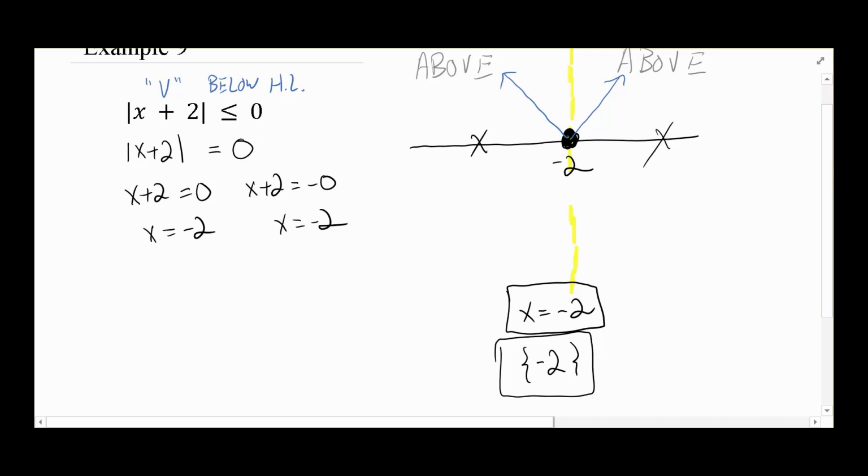If we go back to common sense here, we want to know when an absolute value is either going to be less than 0 or equal to 0. It's never going to be less than 0, but maybe it could be equal. And that's the point that we're allowing. We're allowing the point where the absolute value is equal to 0, which happens at x equals -2 in this example.